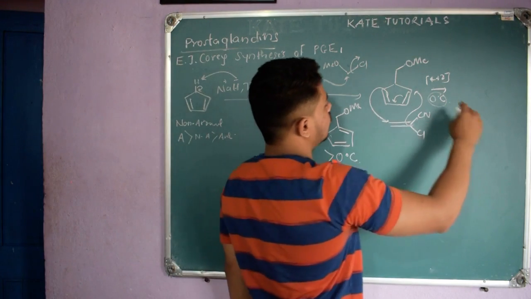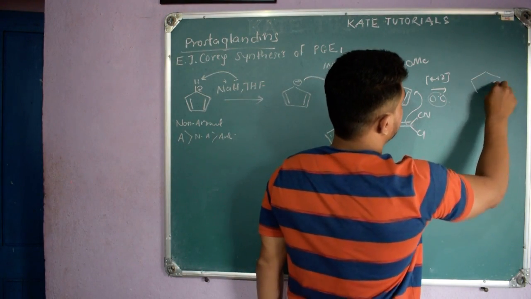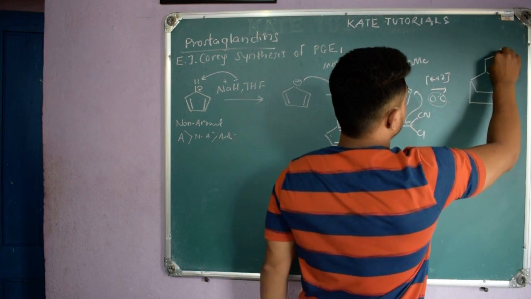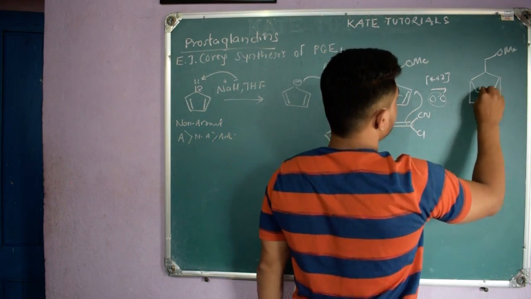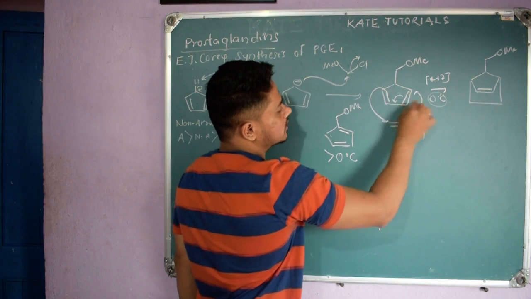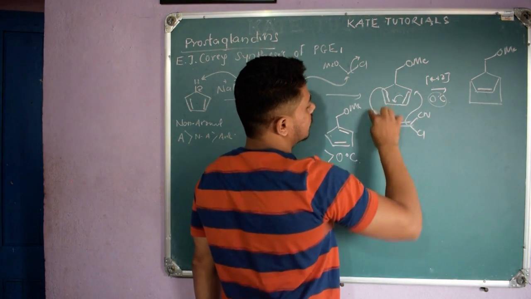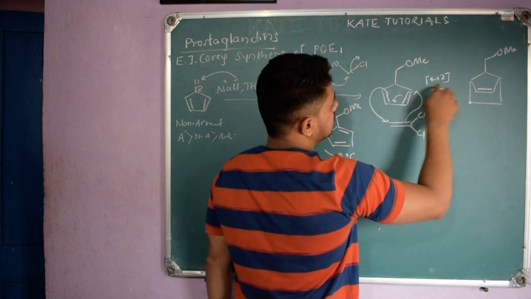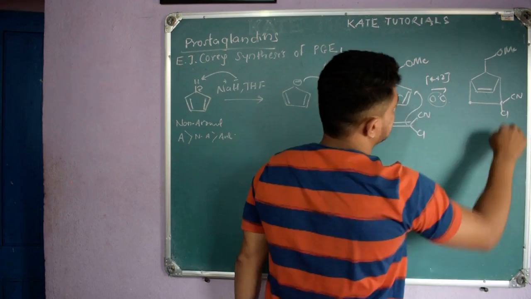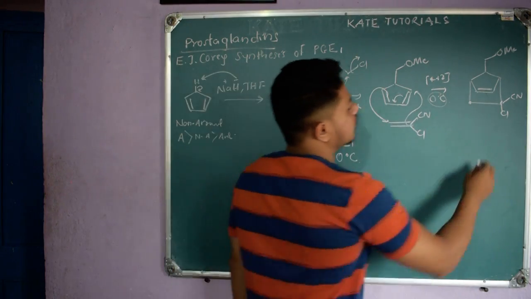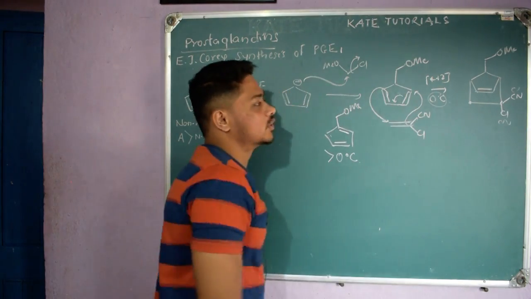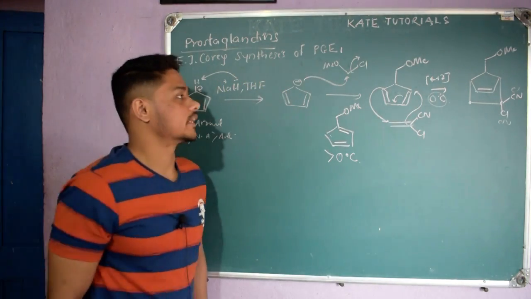And here it is a 4 plus 2 cycloaddition reaction, and we will get this product, with OMe here and the pi bond here. As I told with the arrows, this pi bond shifts here. This pi bond will react with this carbon, and this pi bond reacts with this carbon, and here CN is there and here Cl is there. There is this possibility, and one more possibility is Cl here and CN here. So these are isomers, and they are going to separate them.